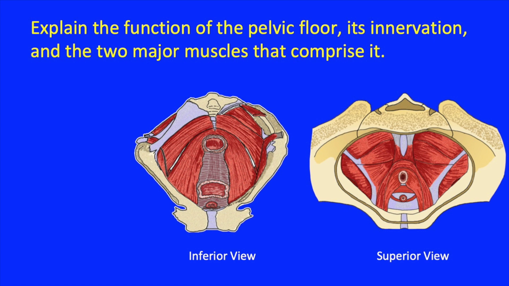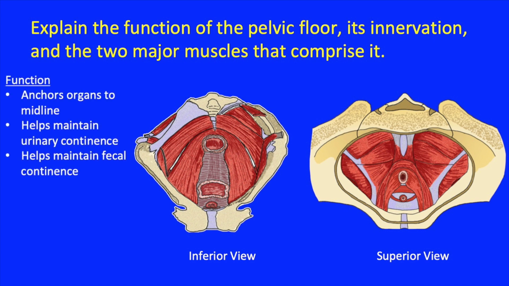And now, note that both the inferior and superior views of the pelvic floor are being shown in the slide. The function of the pelvic floor is threefold. It provides a midline anchor for the reproductive and excretory organs in the female and the male. It helps maintain urinary continence by providing support to the bladder. In addition, the puborectalis portion of the levator ani helps to maintain fecal continence.